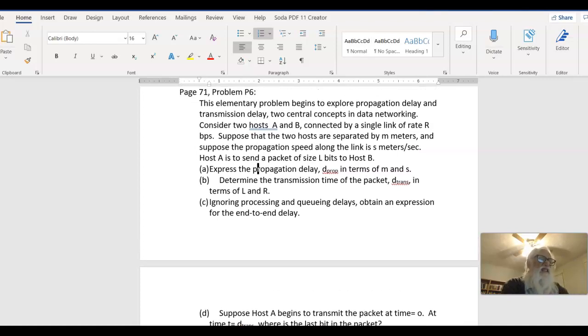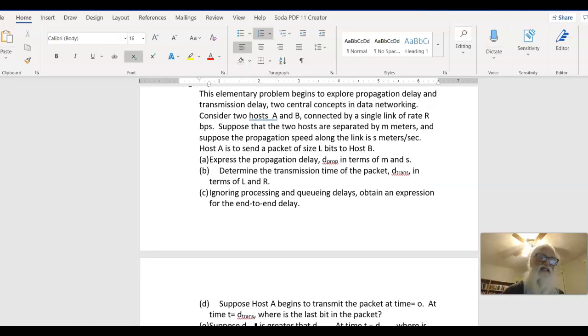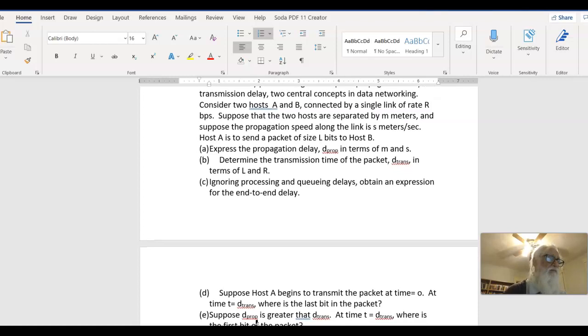Okay, it just says, as with problem 1, we're doing things now in terms of symbols. It's the same kind of problem. It's just you're switching to symbols from actual numbers until you get down to here. Remember, the propagation speed is how long it takes one bit to get down. The transmission is how much time it takes you to get the bits on the line.